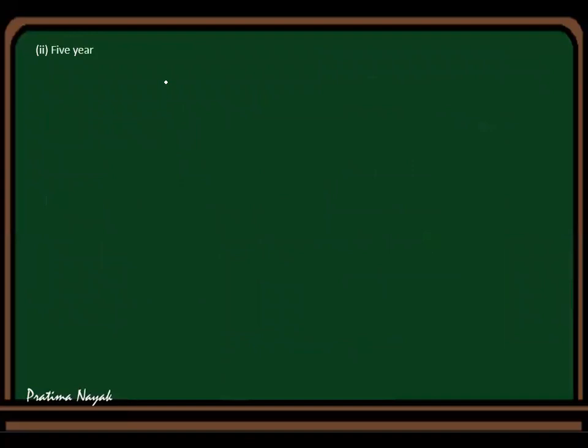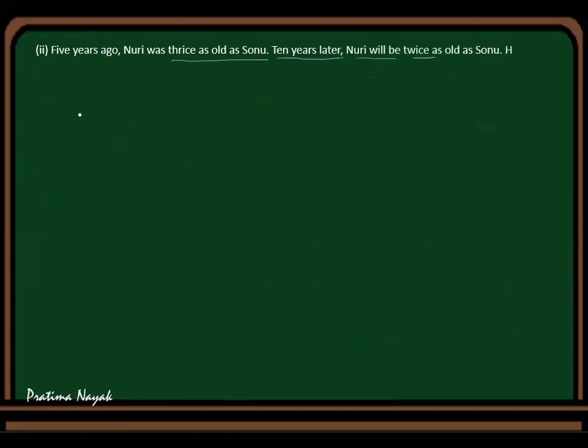Question number 2. 5 years ago, Nuri was thrice as old as Sonu. 10 years later, Nuri will be twice as old as Sonu. Find their present ages, or how old are Nuri and Sonu. So there are two persons, one is Nuri and there is Sonu. Question is how old are they? That means the question is about present age.